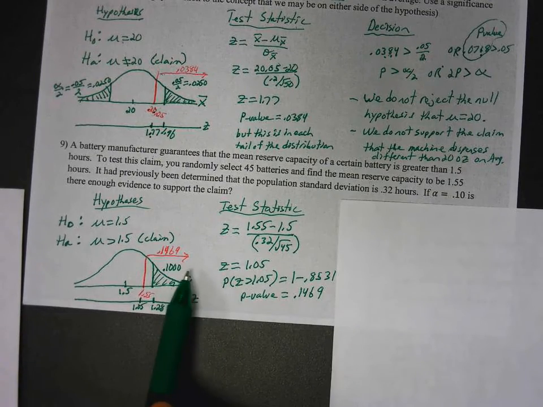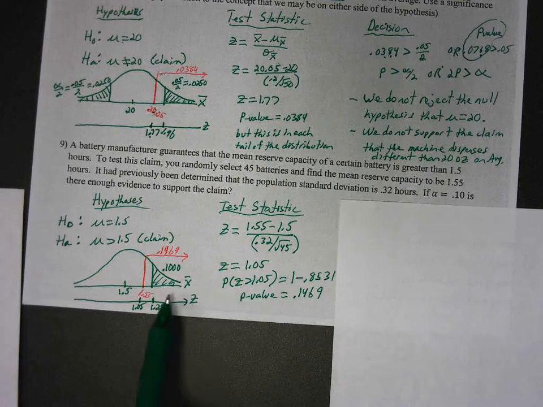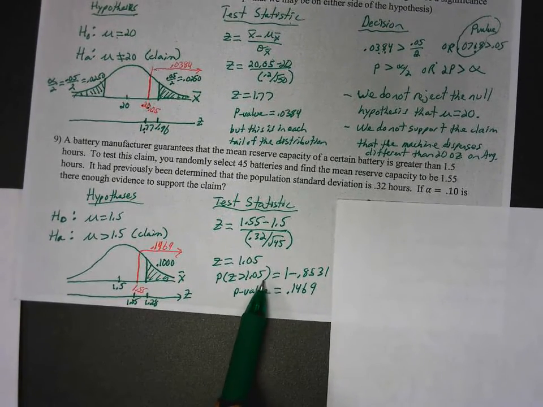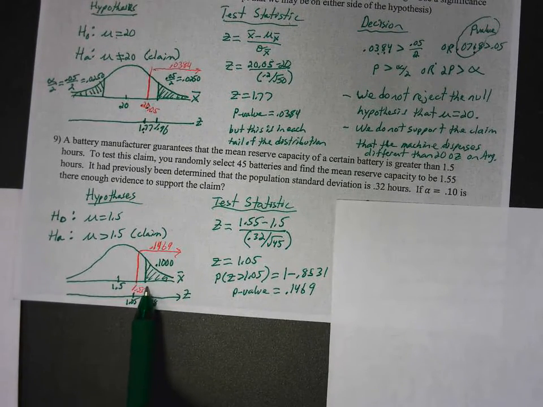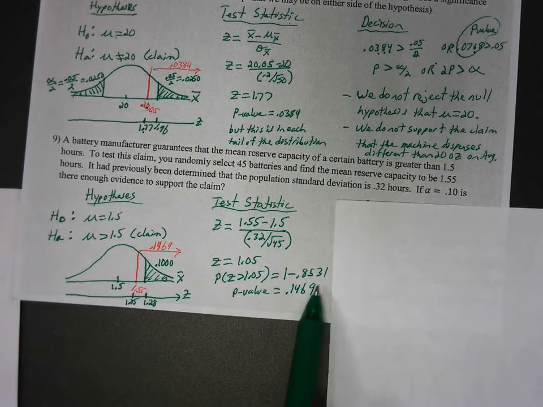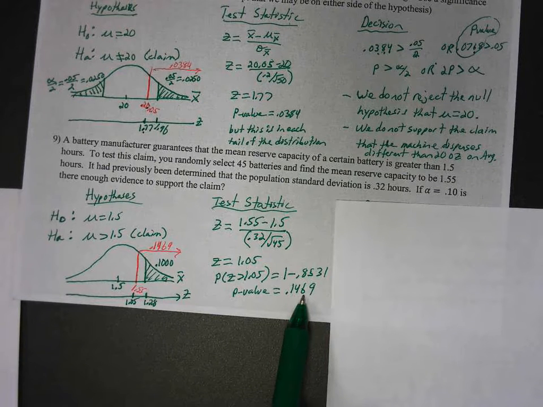And in terms of where that is on our axes, 1.05 for the z-score is the same location as 1.55 for the x bar value. And we can see the probability of x bar being greater than 1.55 equals the probability that z is greater than 1.05. Greater than, we're going to do the 1 minus. So when you look up 1.05 in your z table, you get 0.8531, and 1 minus that will give you 0.1469.